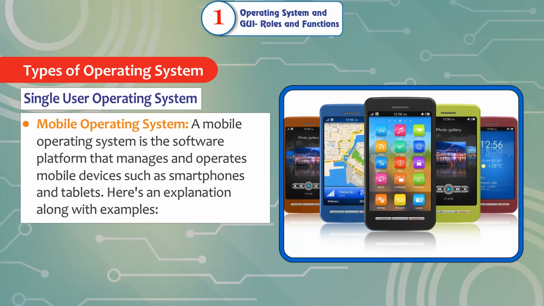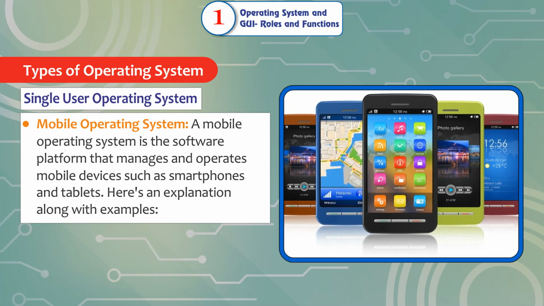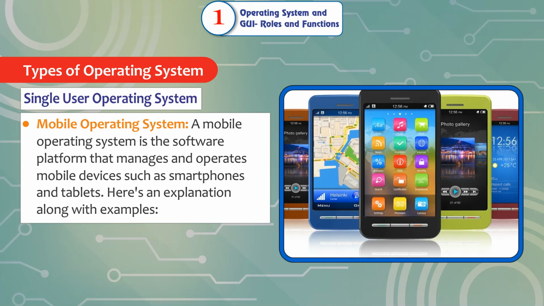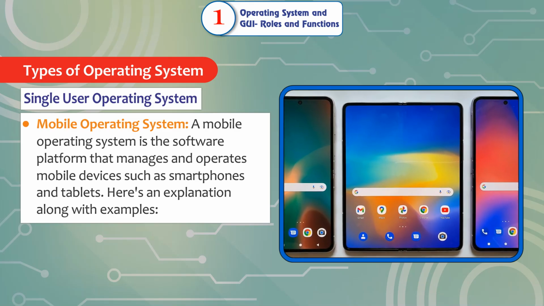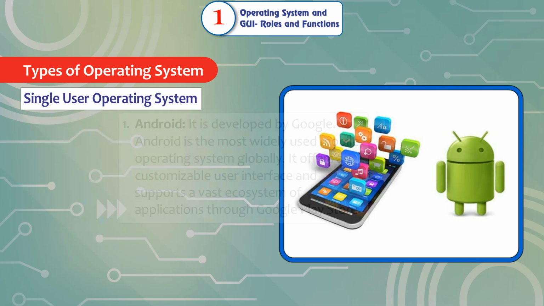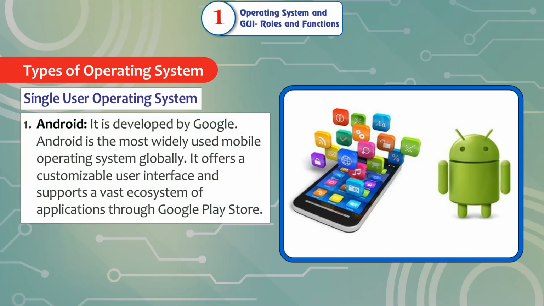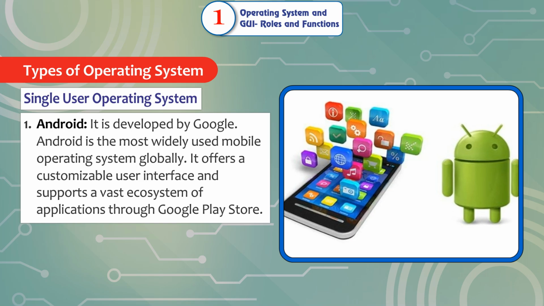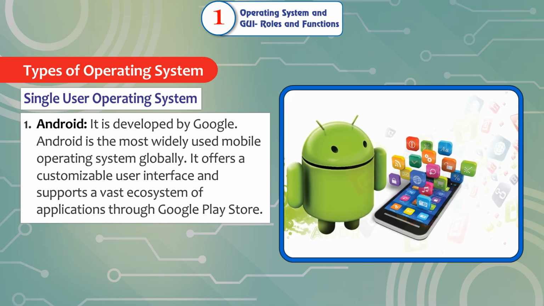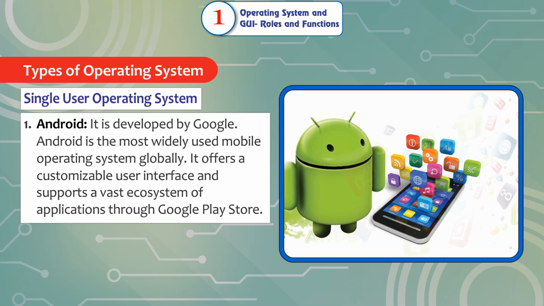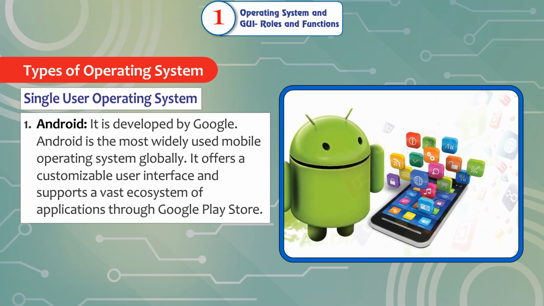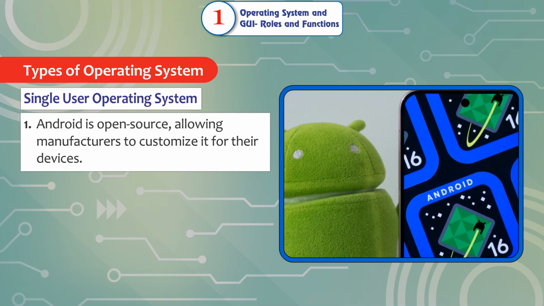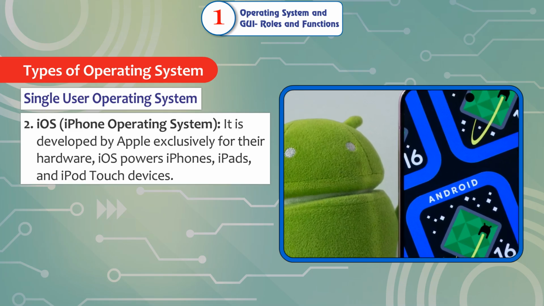Mobile operating system. A mobile operating system is the software platform that manages and operates mobile devices such as smartphones and tablets. Here's an explanation along with examples. 1. Android. It is developed by Google. Android is the most widely used mobile operating system globally. It offers a customizable user interface and supports a vast ecosystem of applications through Google Play Store. Android is open source, allowing manufacturers to customize it for their devices.